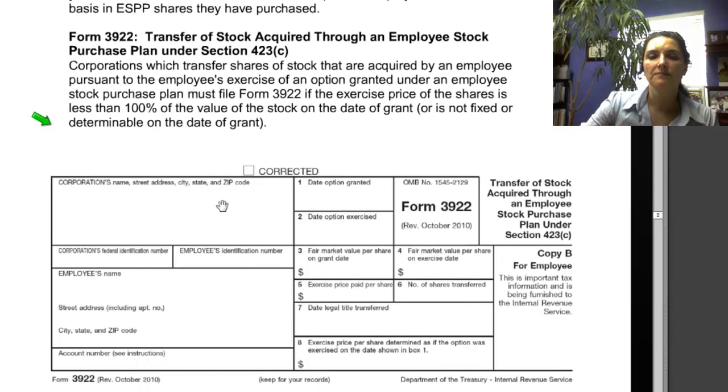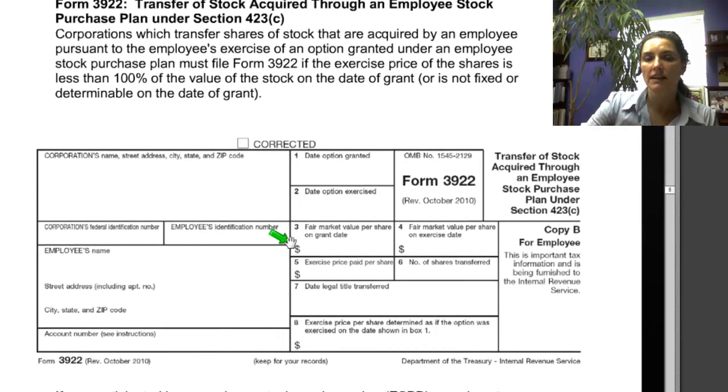And this is the form right here. It shows that the date the option was granted, the date that the option was exercised, and the fair market value per share on the grant date. Well, theoretically, the difference between the fair market value and the option price is going to be includable in that employee's wage as wage income. And therefore, the cost in the property is going to be the fair market value on the date of the exercise. So that's typically what's going on.